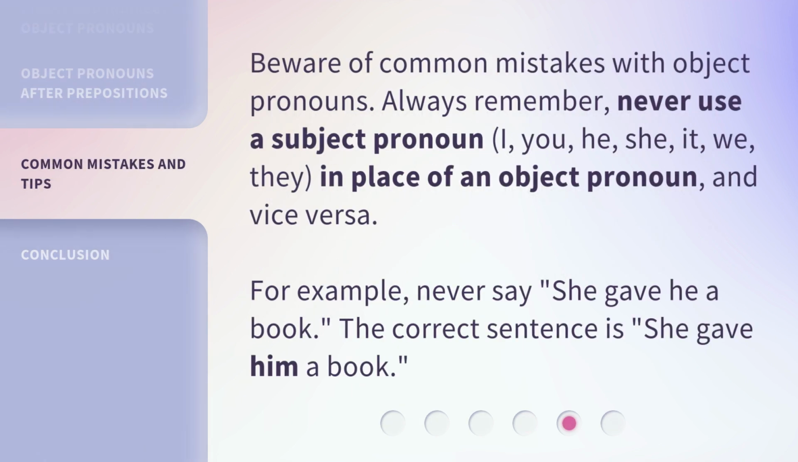Beware of common mistakes with object pronouns. Always remember, never use a subject pronoun, I, you, he, she, it, we, they, in place of an object pronoun, and vice versa. For example, never say, "She gave he a book." The correct sentence is, "She gave him a book."